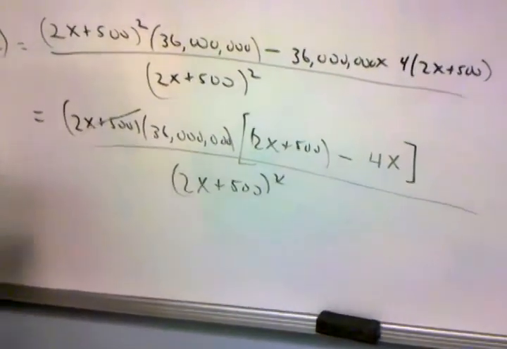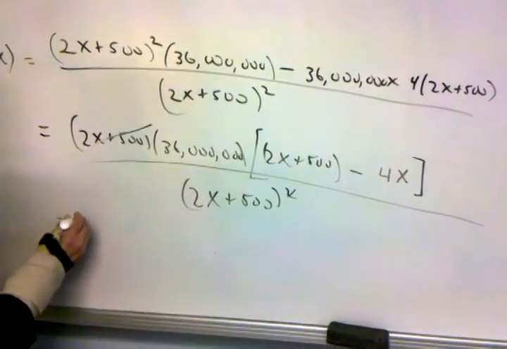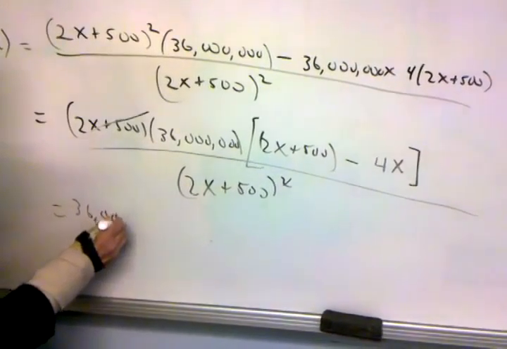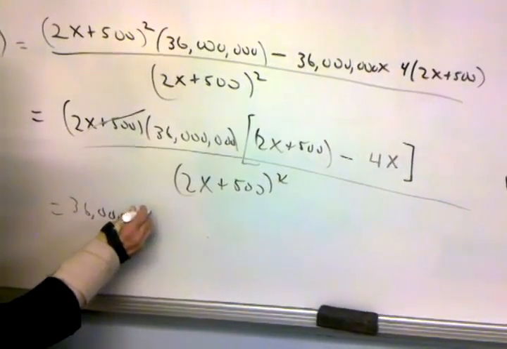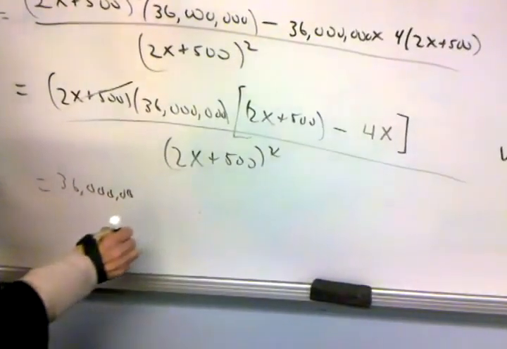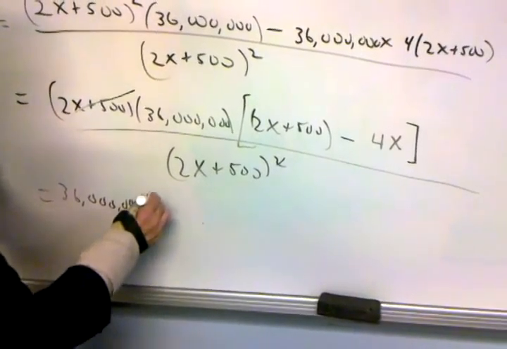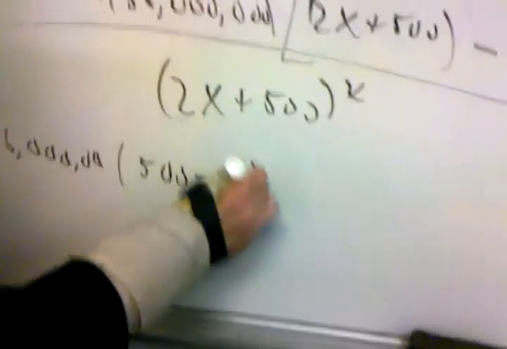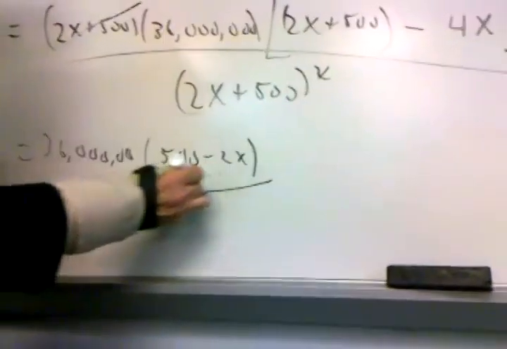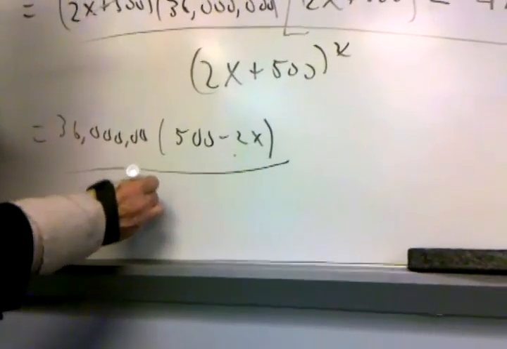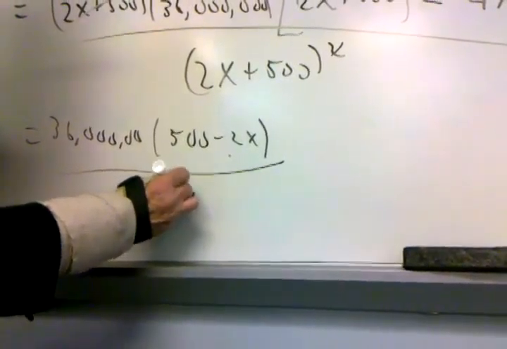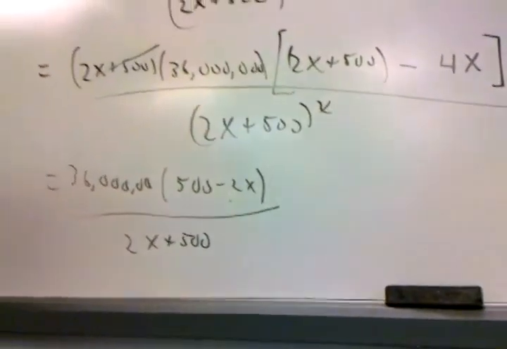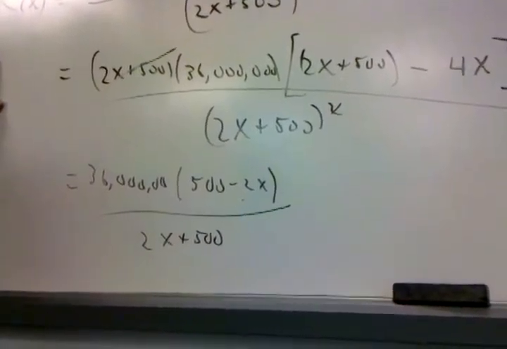That leaves us with the top being equal to 36 million times 2x plus 500 minus 4x, which is going to be equal to 500 minus 2x. And the bottom is going to be 2x plus 500. This is known as the derivative or the marginal revenue function. That's the end of part A.